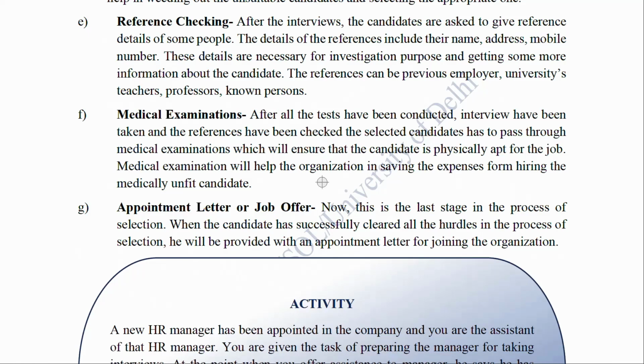Step 7. Appointment letter or job offer. Now this is the last stage in the process of selection. When the candidate has successfully cleared all the hurdles in the process of selection, he will be provided with an appointment letter for joining the organization.